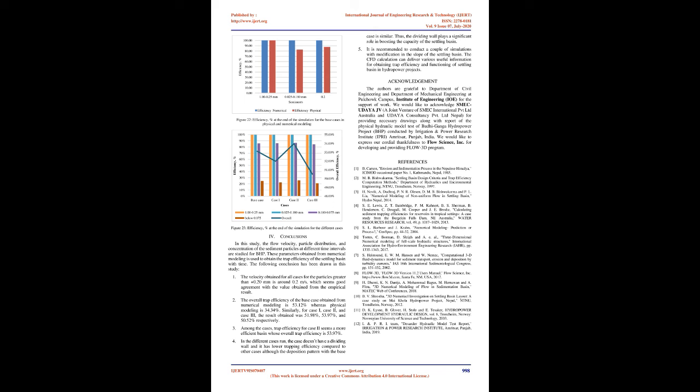4. In the different cases run, the case that doesn't have a dividing wall has lower trapping efficiency compared to other cases, although the deposition pattern is similar to the base case. Thus, the dividing wall plays a significant role in boosting the capacity of the settling basin. 5. It is recommended to conduct a couple of simulations with modification in the slope of the settling basin. The CFD calculation can deliver various useful information for obtaining trap efficiency and functioning of settling basin in hydropower projects.